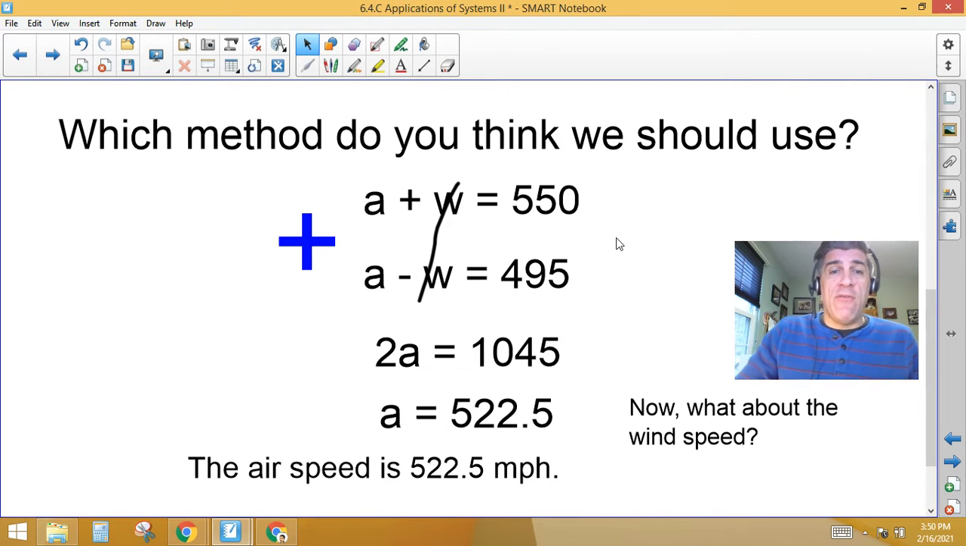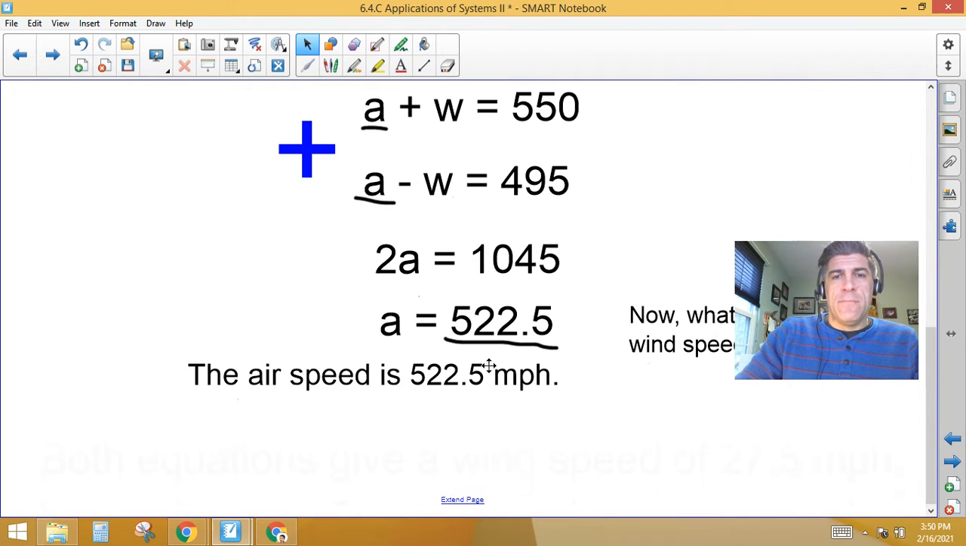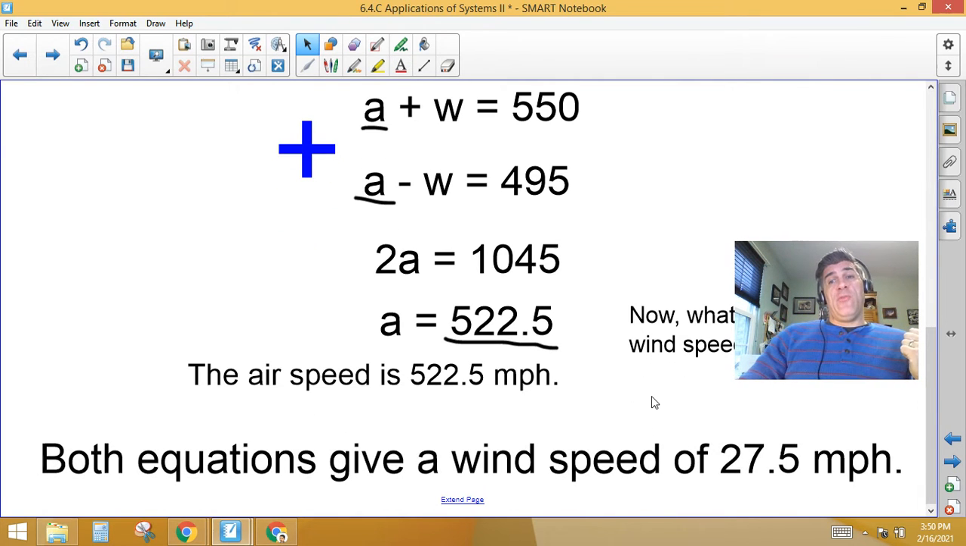Well, now, what about the wind speed? How am I going to go about finding the wind speed? All I have to do is plug in this 522 into either equation, solve for W, and get that. So go ahead and do that. Hope you got 27.5 miles per hour. And that's how you do one of those style of problems. Again, they're all going to be a little bit different. I can't do them all, but there we go.